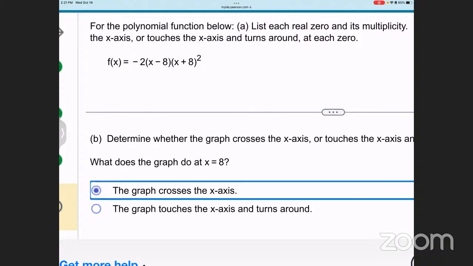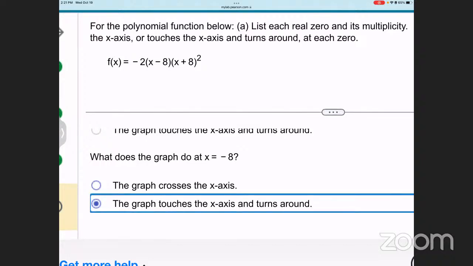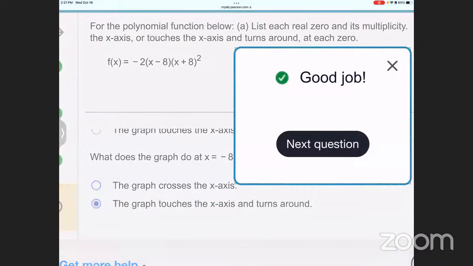So it's going to cross the x-axis when x is equal to 8. And then because the multiplicity when x is equal to negative 8 is 2, which is even, that means the graph is going to bounce off the x-axis when x is negative 8. Okay. That was a mouthful.